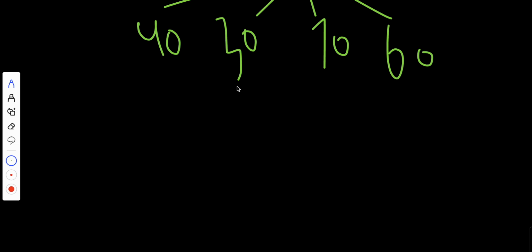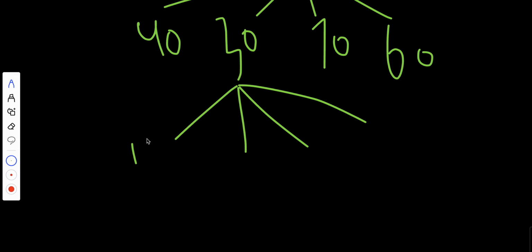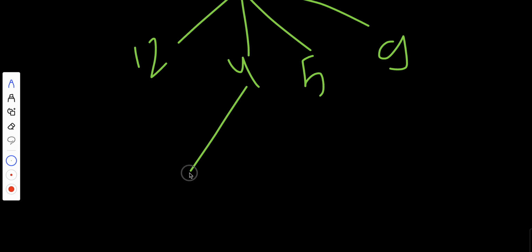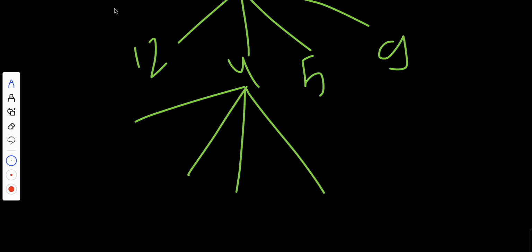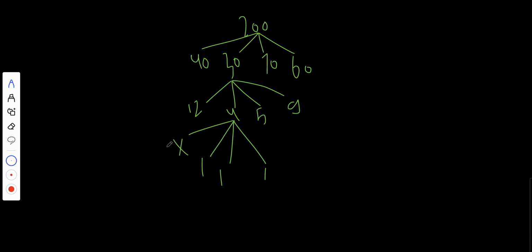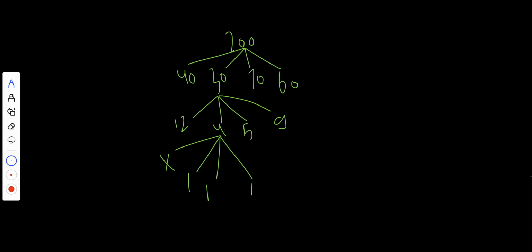So the 30, for example, will split itself into four children, and we have, let's say, 12, 4, 5, and 9. As well, we can do the same for the 40 here. I don't know, like 1, 1, 1, 1. So this is how the quadtree looks.